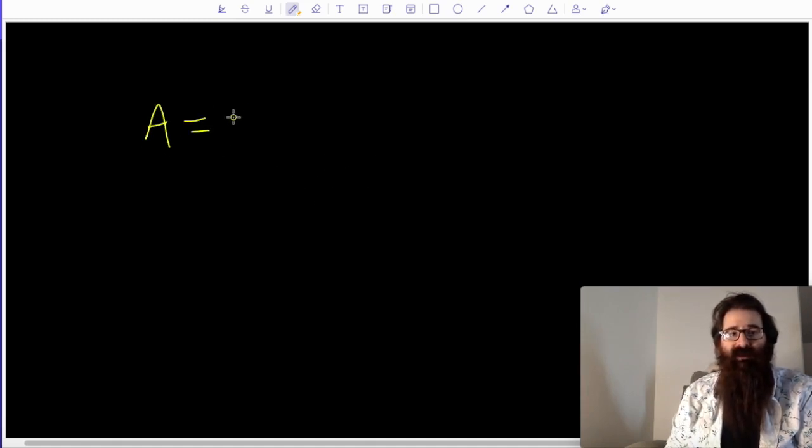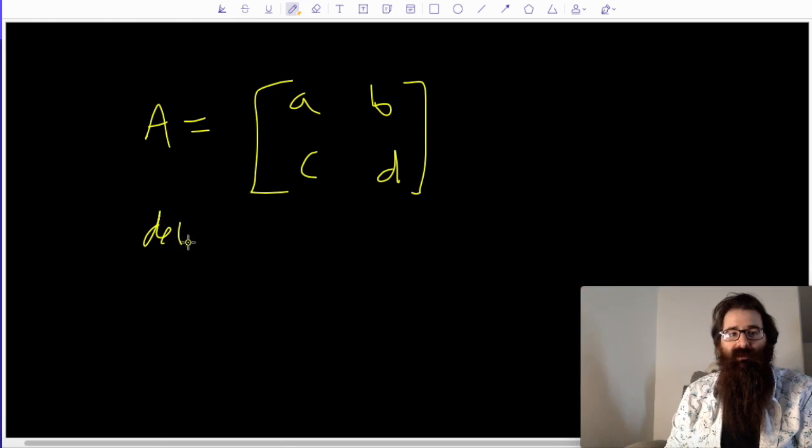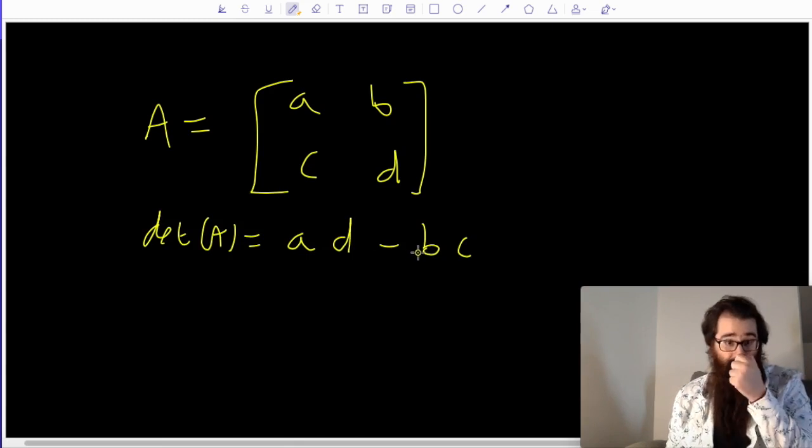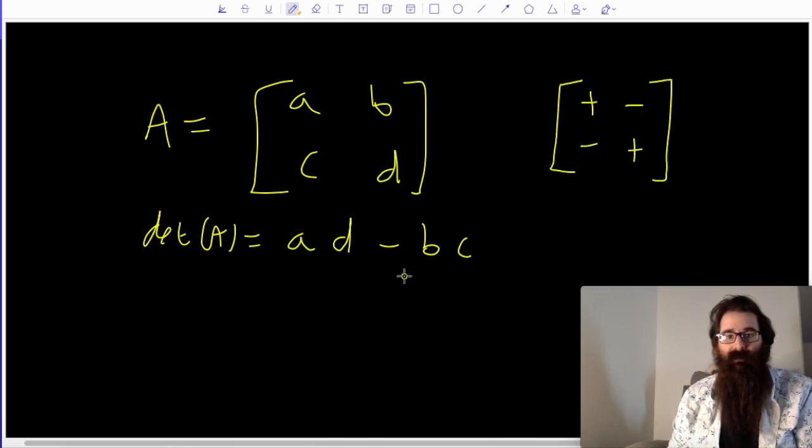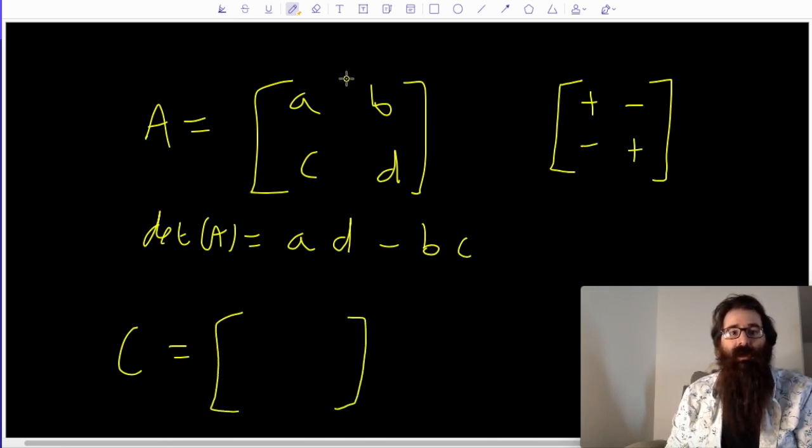So if I have a matrix A, just a generic one with rows A B, C D, we say, well, the determinant of this matrix A is defined as A times D minus B times C. I can start this process. Now, don't forget the checkerboard pattern, though it's very small in this one. It's just plus, minus, and then minus, plus. But if I build my cofactor matrix, we'll go to the first entry, remove its row and column. That just leaves me with D. So I just write D.